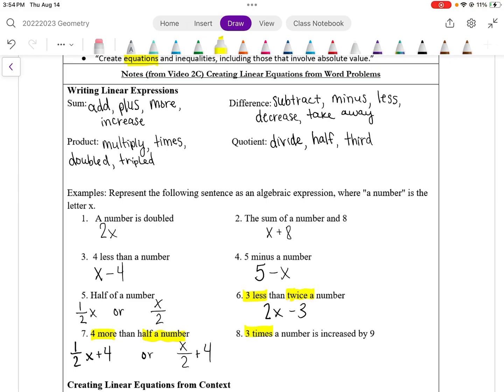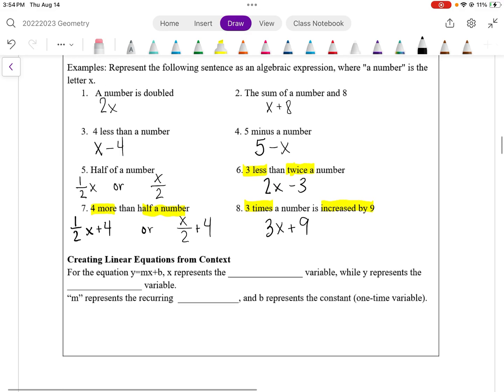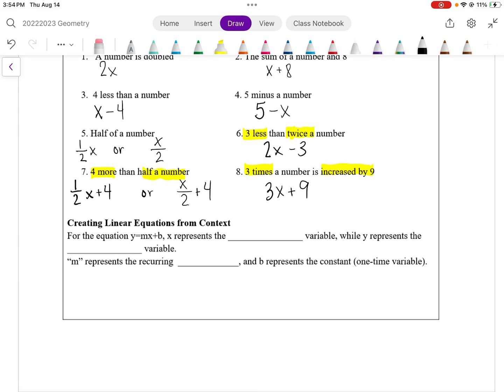3 times a number is increased by 9. So 3 times the number, that means I'm multiplying, so 3x. Increased by 9, that means I'm going up by 9. I am adding, so 3x plus 9. And there's your expressions. Okay.